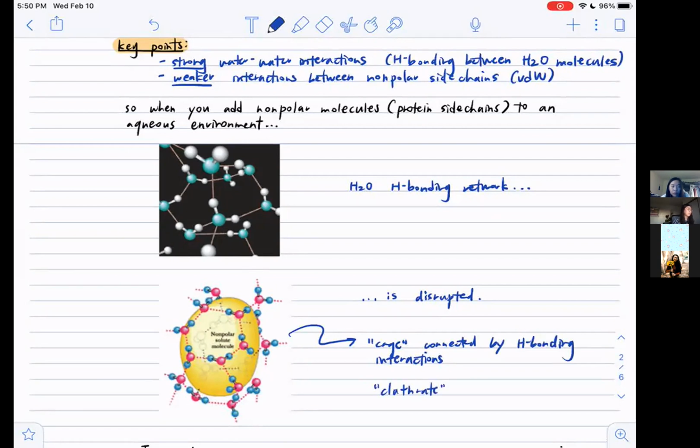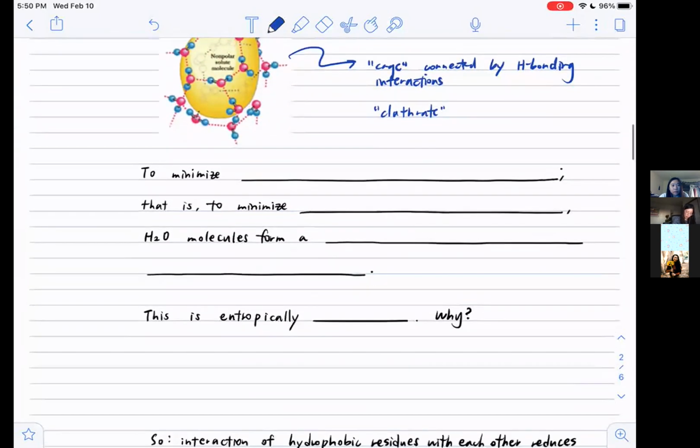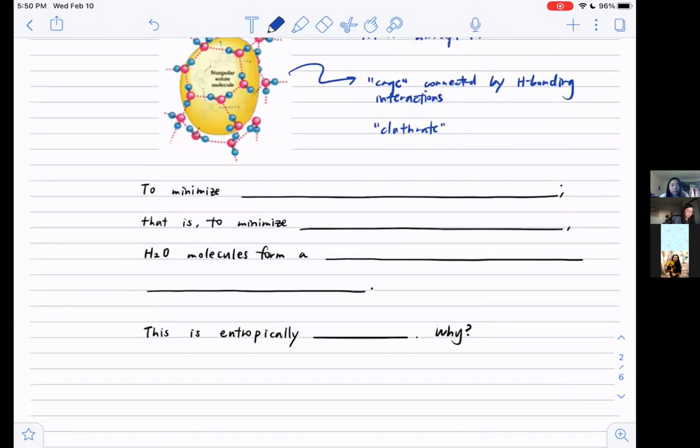Okay, so why do we care about all these things? Well, to minimize disruption of the hydrogen bonding network of water.